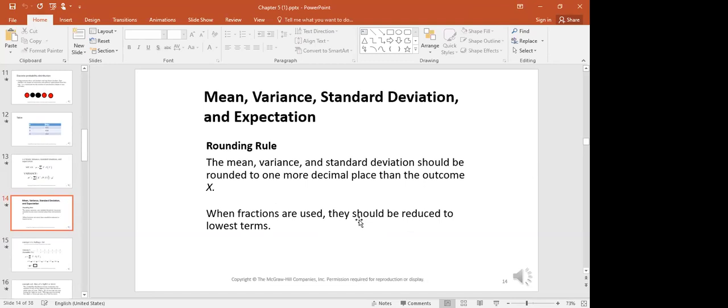The mean, variance and standard deviation should be rounded to one more decimal place than the outcome, that is the random variable x. When fractions are used, they should be reduced to lowest terms.